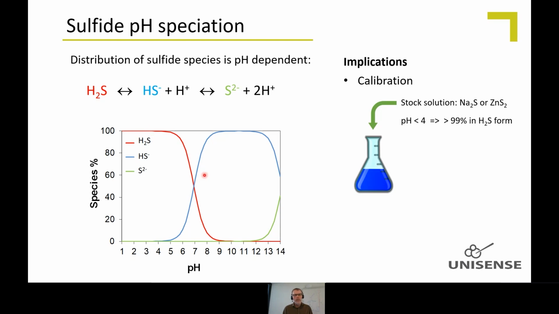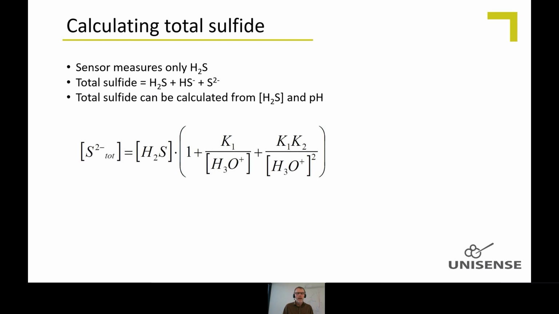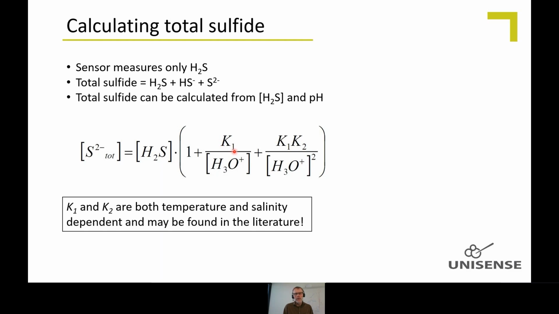If you're up here, you don't know how big a part of your sulfide is actually in the H2S form. This also means that when you do measurements out in your samples, you must calculate total sulfide because it's not measured; it's the H2S that is measured. And to do that, you need to know the pH value. If you know the pH value, shown here as H3O+, and the H2S concentration, you can calculate the total sulfide concentration. For that, you need these constants that you can find in the literature and also in the manual, I believe. They depend on temperature and salinity.